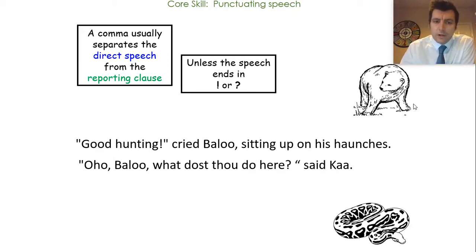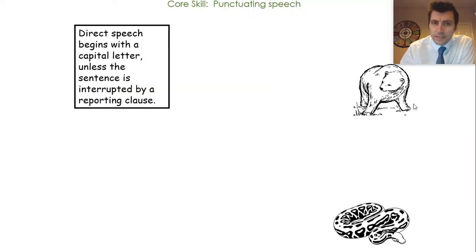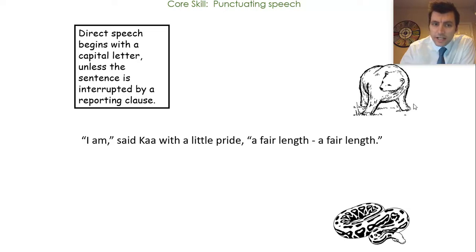Oh, Baloo, what dost thou do here? The question that Kaa's asking means that because it's a question, we don't need that comma before the second set of inverted commas. Okay. Always beginning with a capital letter unless the sentence has been interrupted. Okay. So I am, said Kaa. I am. I would always be a capital letter, but even if this was a different word at the beginning of the sentence, it would begin with a capital letter. I am, said Kaa with a little pride. But then we've got a fair length, a fair length.